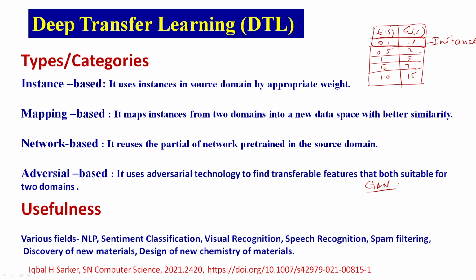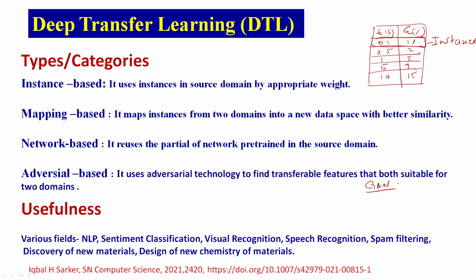So, the most current research focusing on supervised learning, these deep transfer knowledge based models can be used for further interest in future, and these techniques are useful in various kinds of things like visual recognition, speech recognition, spam filtering, discovery of new materials, design of new chemistry of materials, or even sentiment classification or NLP. I will discuss a lot of NLP in the next lecture, but for the sake of understanding, this DTL can be used in NLP also. So, this is the advantage of DTL. I hope you can understand very easily how to do that.